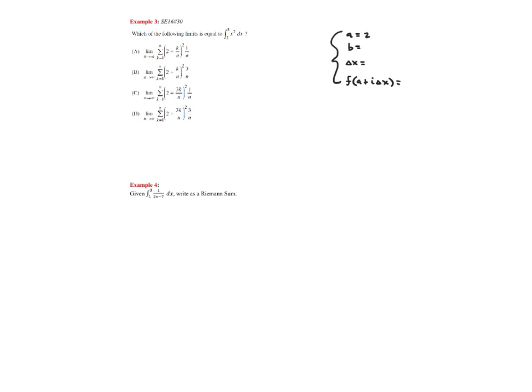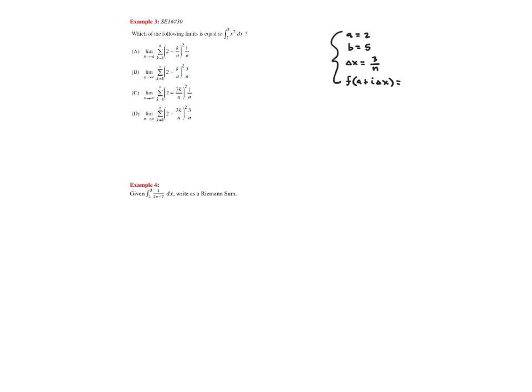So a has to be 2, b has to be 5. So delta x, of course, is going to be b minus a over n, which will be 5 minus 2, which is 3 over n. So what would f of a plus i delta x be?